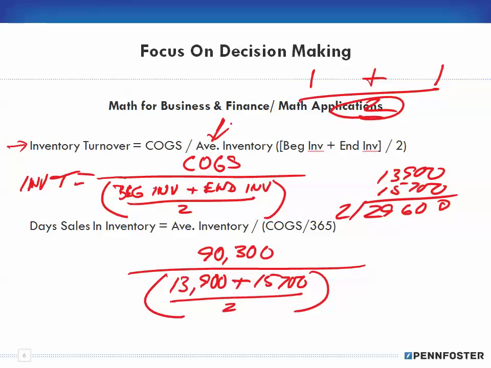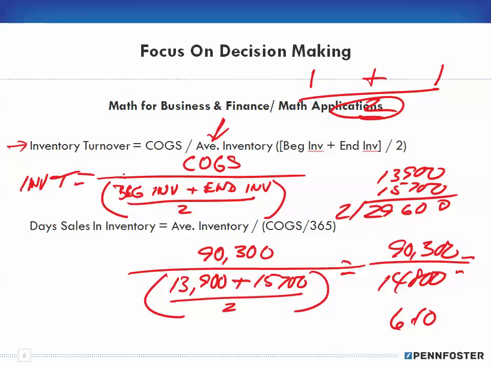So when I divide by 2, I end up with 14,800. So now in my denominator, I have 14,800, and in my numerator I have my cost of goods sold of 90,300, and when I divide one into the other, I get 6.10.